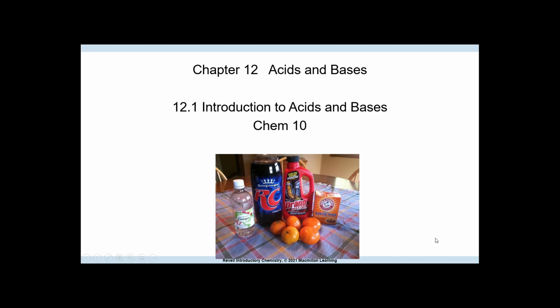Hi class, we are now starting chapter 12, acids and bases. So think about the term acidic, and you may picture powerfully corrosive materials that disintegrate clothes, skin, and even metal. On the other hand, people often describe foods like soda, oranges, and barbecue sauce as acidic. So what's the difference between the nightmarishly corrosive materials and the harmless flavorings of common foods?